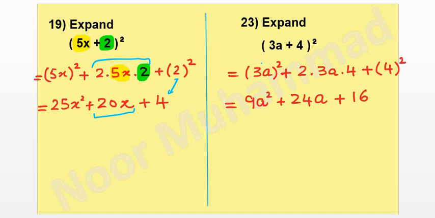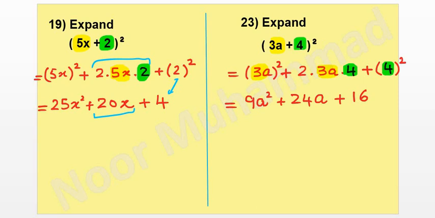Same is the case here, 3a, and here we have 4, right? This 4 is here 4 squared. This 3a is 3a whole squared. And then in the middle, to get the middle term, we have to multiply 2 with the first one and with the second one. So finally, when you solve it, you will get this answer.